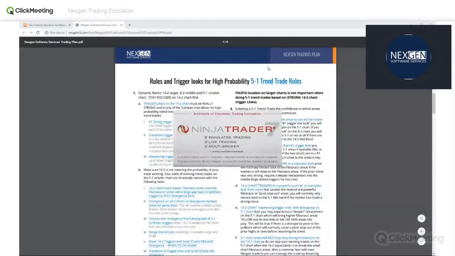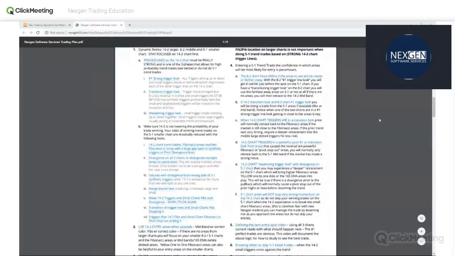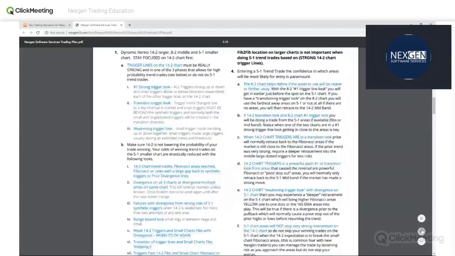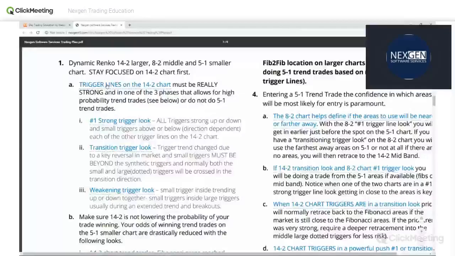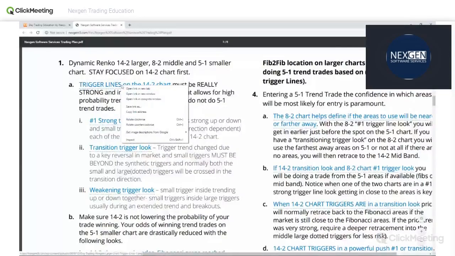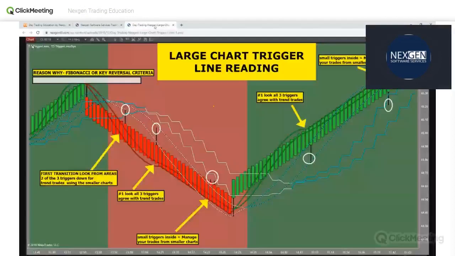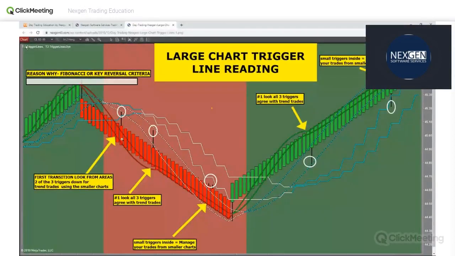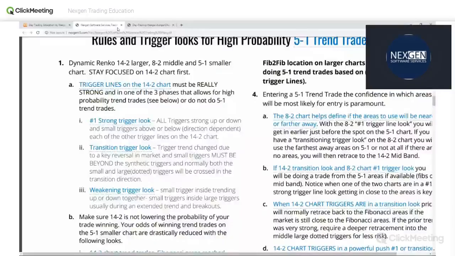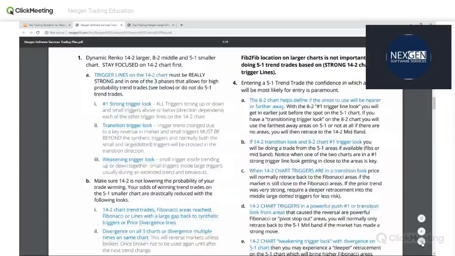Again, we've done a really good job, I think, of not only recognizing the right spot, but number one, more important than anything else, is having the correct trigger line look. And again, the management and the entry execution and the when to stop taking a 5-1 trend trade are all the same. Because once you get this concept down, then everything becomes very easy.